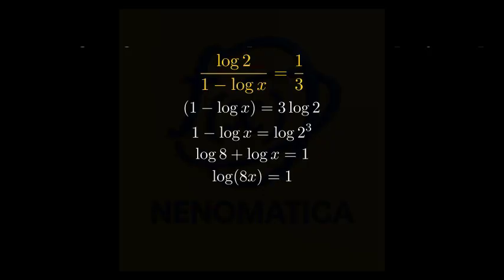Step 4. Apply the product rule of logarithms. The sum of logs equals the log of a product. So we get log of 8x equals 1. Step 5. Convert from logarithmic to exponential form. For common log base 10, log of something equals 1 means that something equals 10 to the first. So 8x equals 10 to the first power.